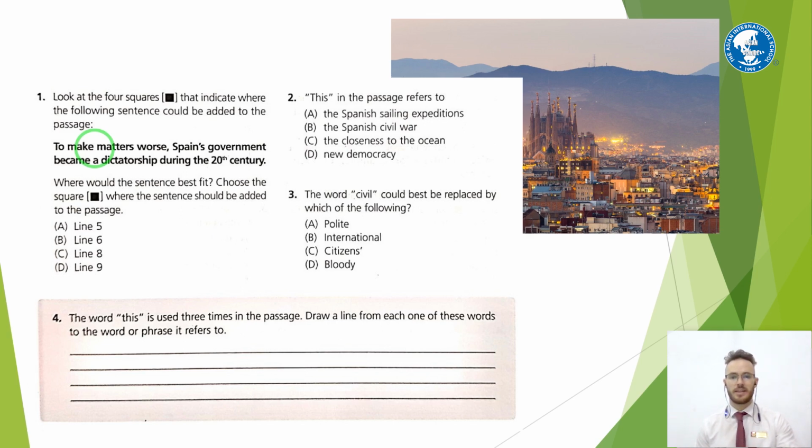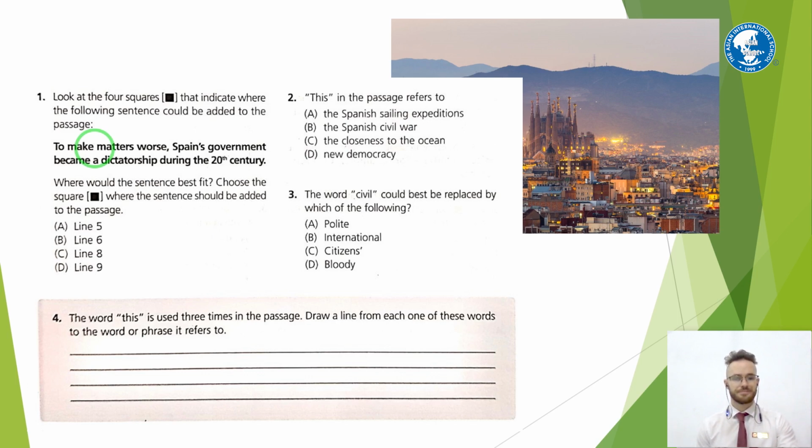Question number 2. This in the passage refers to the Spanish sailing expeditions, the Spanish Civil War, the closeness to the ocean, or the new democracy. Correct answer there should have been B, the Spanish Civil War. The word civil could best be replaced by which of the following? Polite, international, citizens, or bloody? That would be citizens, or citizens is the war that belongs to the citizens.